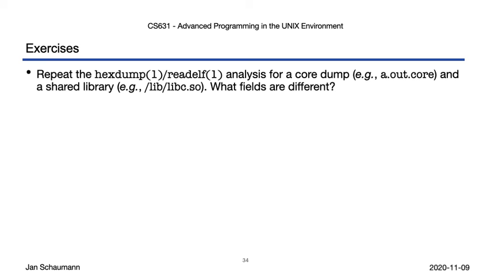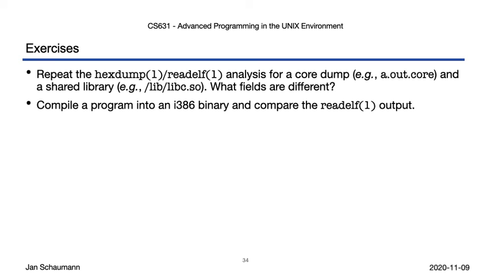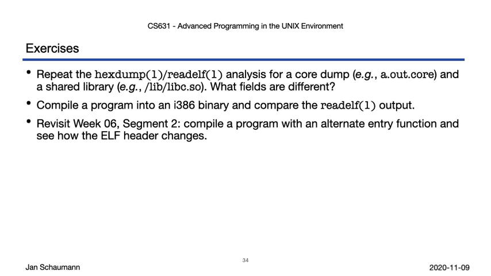We looked at the .o and a.out files only. Repeat the same exercise for a core file in the shared library and see what changed. Try to build a binary for a different architecture. i386 is easily built and supported on our x86-64 platform, and see what changes. Build an executable with a different entry point, and see how that changes the address in the ELF header.